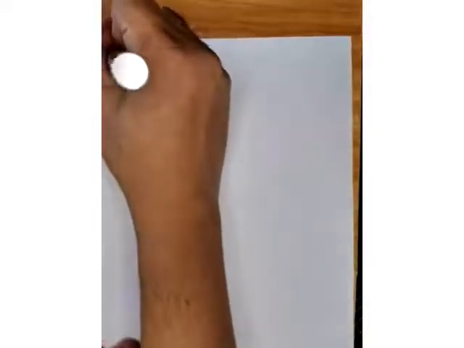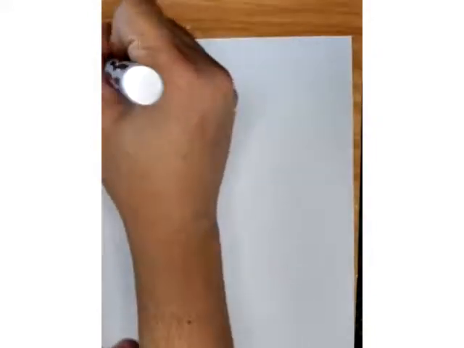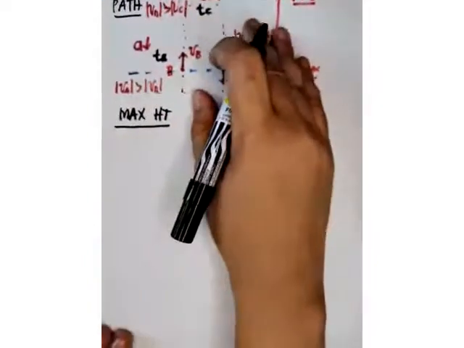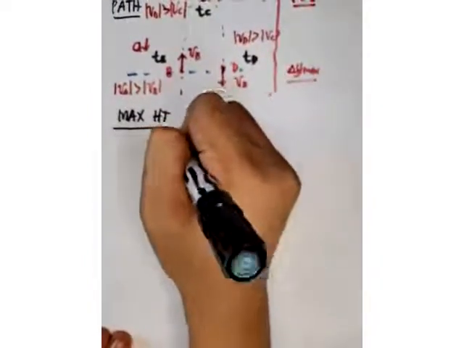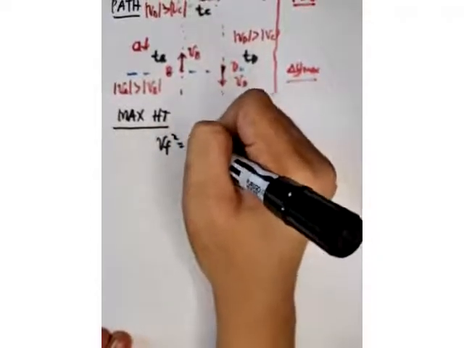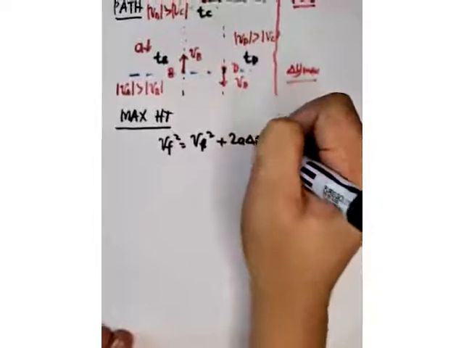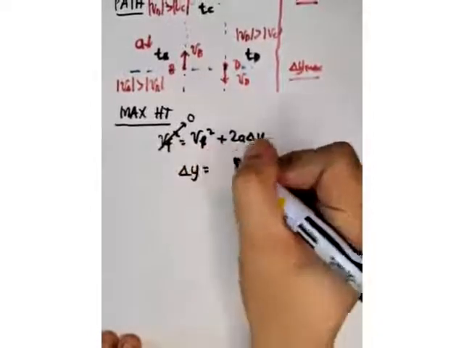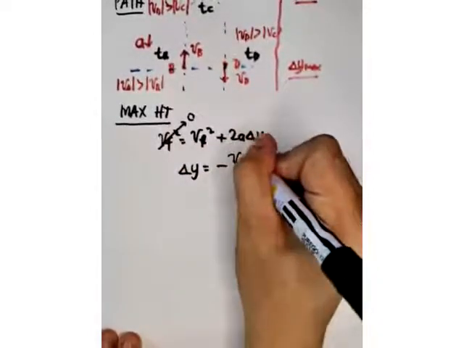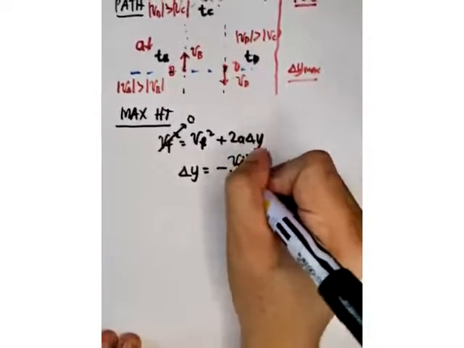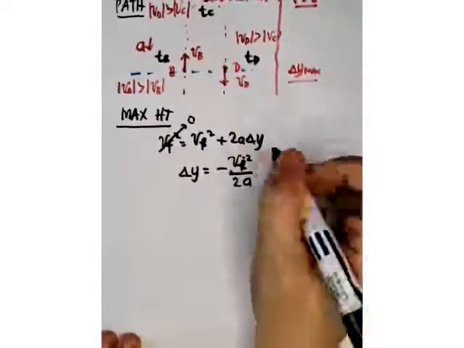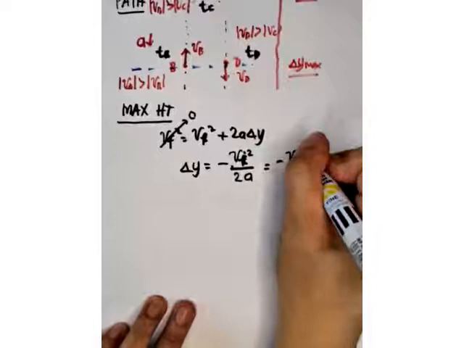So let's now go to the max height. Di ba yung path taken natin, at max height, V final is 0. So, kung compute natin siya using V final squared is V initial squared plus 2A delta Y, V final is 0. So, therefore, yung maximum height natin is equal to negative V initial squared over 2A.